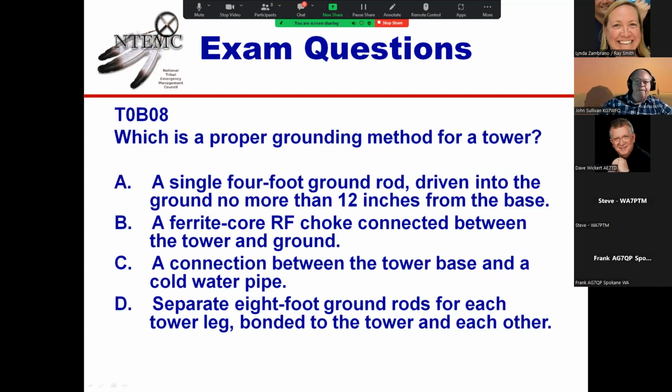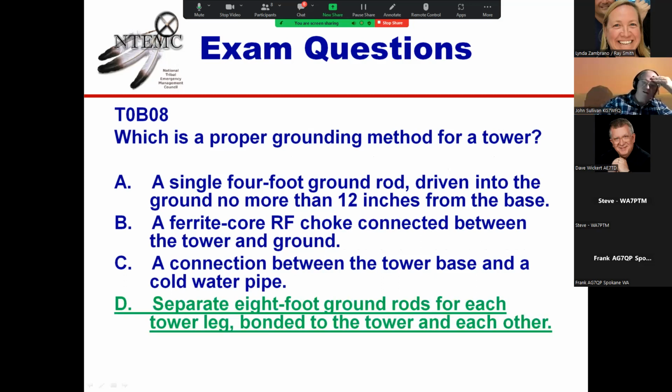All right. Which is a proper grounding method for a tower? Okay, we just saw that in the illustration. At the base, it's going to be 8-foot ground rods. Remember, 8-foot ground rods, one for each leg, and you need them bonded to the tower and to each other.